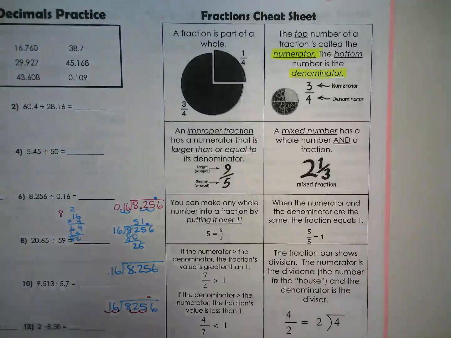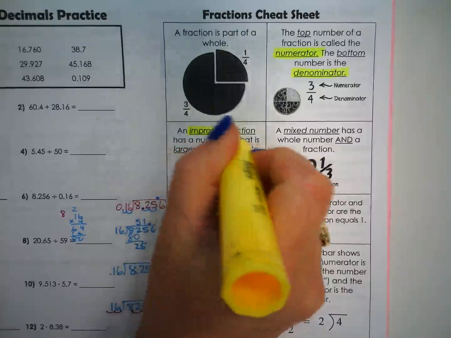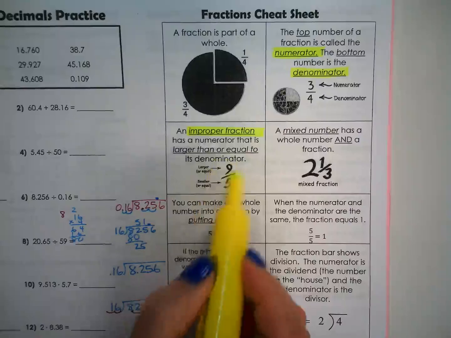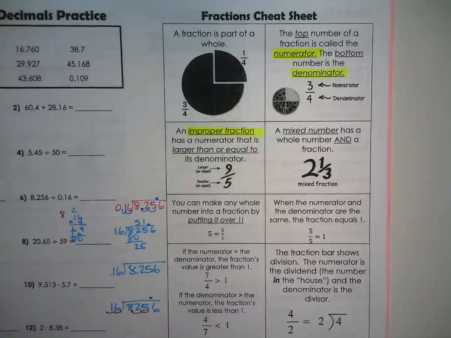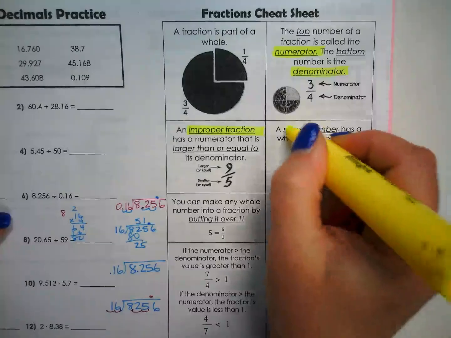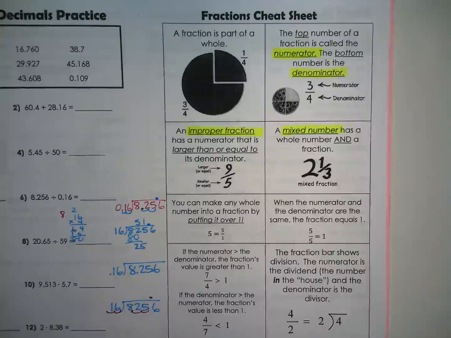An improper fraction, okay? It has a numerator that is larger than the denominator. So if you have an improper fraction, it's just got a bigger numerator. What does that mean? It means I have more pieces than I need to make a whole, okay? And a mixed number has both a whole number and a fraction. It means I've got a couple of wholes in there, but I don't have enough pieces to make another one, okay?